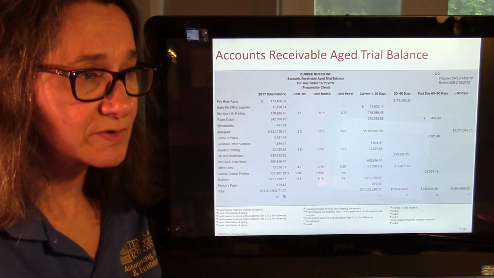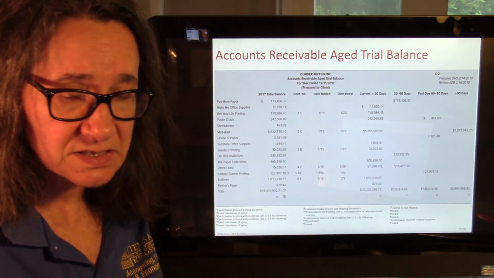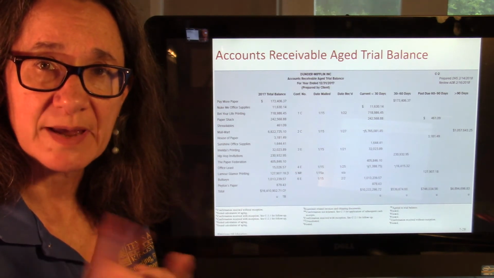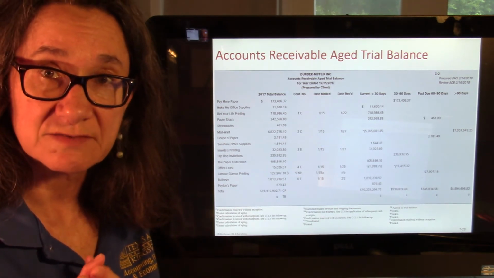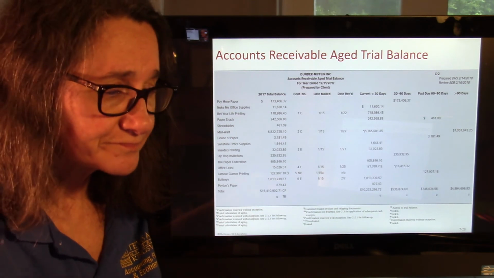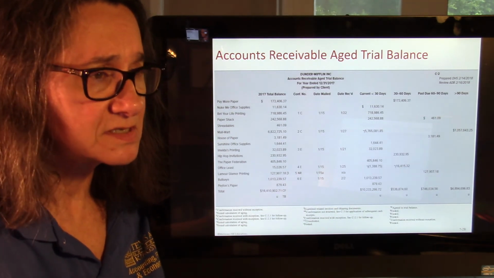So use your receivable trial balance to say, okay, I want to send things to these past due people. I want to send things to these very, very large ones. So this is a good way to look.